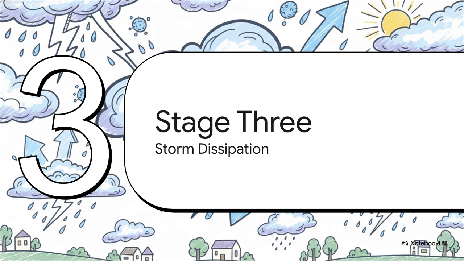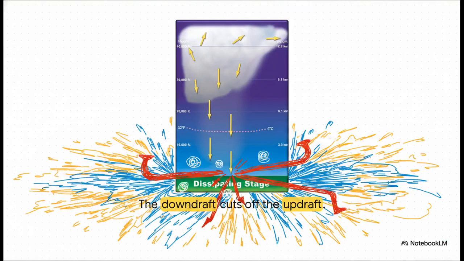Which brings us to our final act, stage 3, storm dissipation. Ultimately, the storm essentially chokes on its own exhaust. All that intense energy, it's fundamentally unsustainable. Remember that gust front we just talked about? Well, as the storm matures, that cold pool of air at the surface expands further and further outward. Eventually, it pushes out so far that it physically blocks and cuts off the storm's vital access to the warm, moist, buoyant air that was feeding the updraft in the first place.